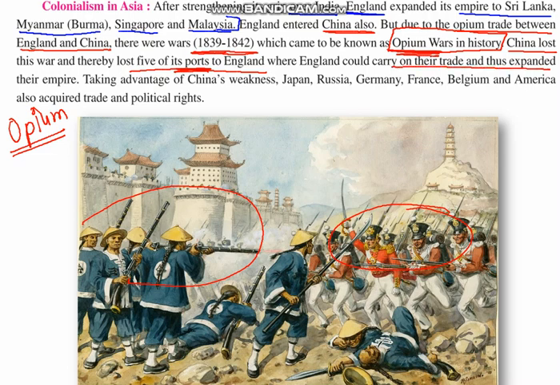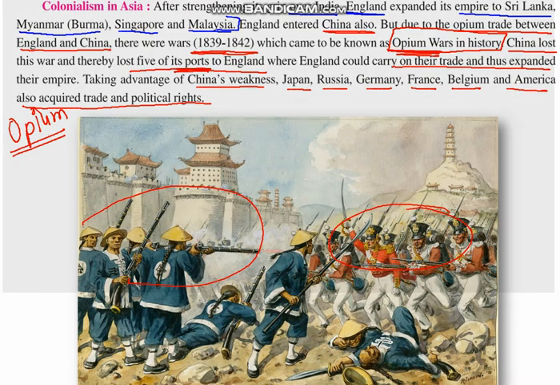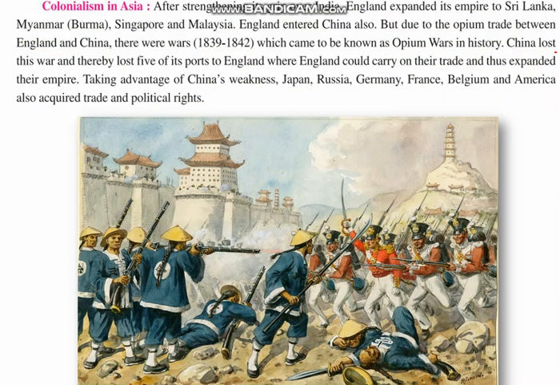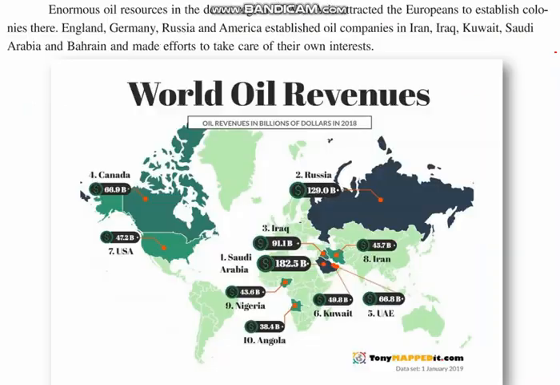Taking advantage of China's weakness, Japan, Russia, Germany, France, Belgium, and America also acquired trade. Basically not all of these are European, but most of them are European countries and other countries. They saw that China was getting weaker, so they took advantage of it, and they also established political rights here and started acquiring it. So China was defeated in the Opium Wars, and due to it had to give 5 ports to England.